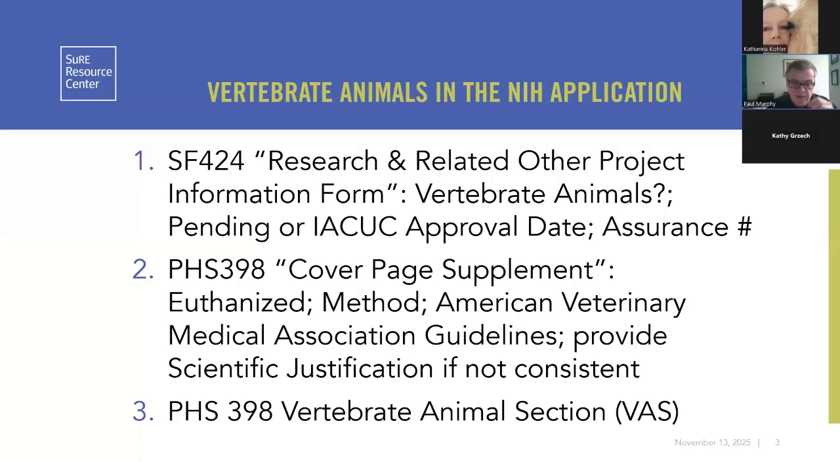So these parts are the SF424 research and related other project information form, which is just a little checkbox. I'll show you where that is. And then the PHS 398 cover page supplement, which covers method of euthanasia, which used to be part of the vertebrate animals section, but is now a separate place that you check elsewhere in the grant. And then we're going to talk about the vertebrate animals section itself.